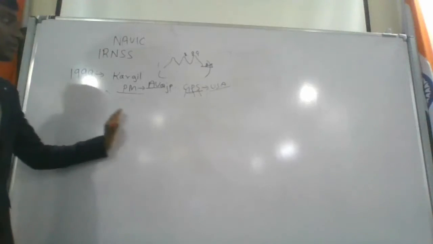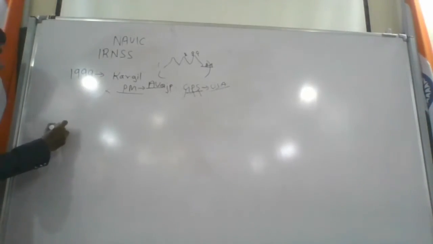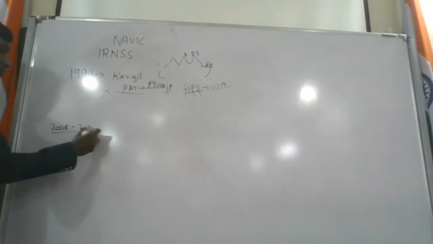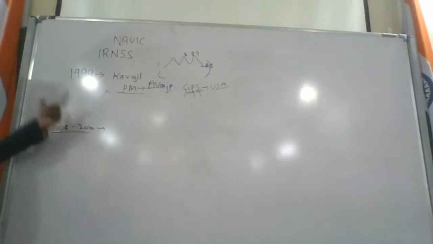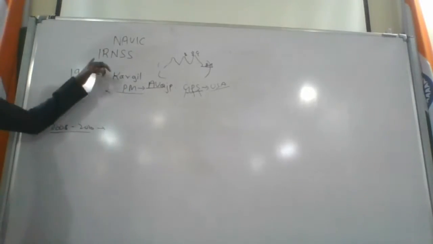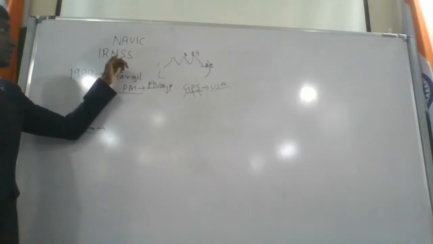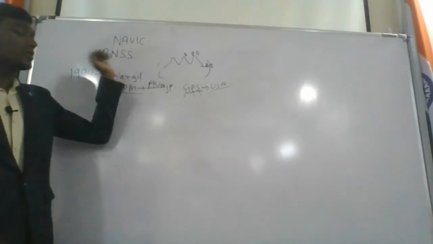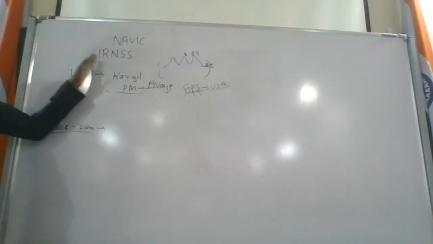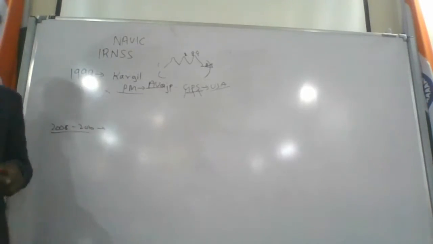So Indian scientists started working on it, and in 2008 to 2010, there was good news that we Indians are ready with our own indigenous system. That is called IRNSS, Indian Regional Navigation Satellite System. Indian Regional Navigation Satellite System. This was the term given to it.